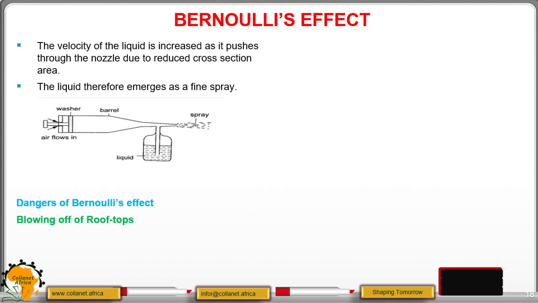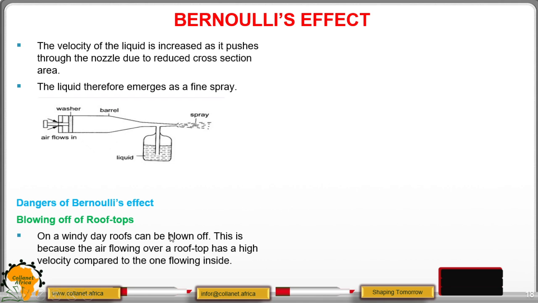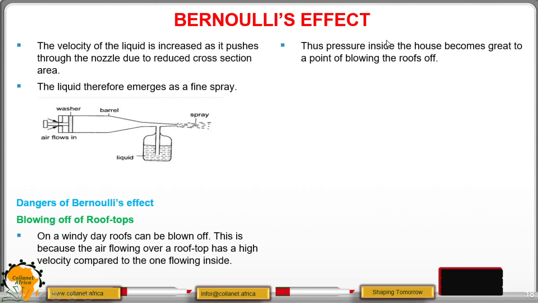The first danger is the blowing off of roof tops. On a windy day, roofs can be blown off, and this can be explained by Bernoulli's principle, because the air flowing over the roof has a high velocity compared to the one inside the room. So it means that the pressure inside the house becomes great to a point of blowing the roofs off. So that one is very dangerous.